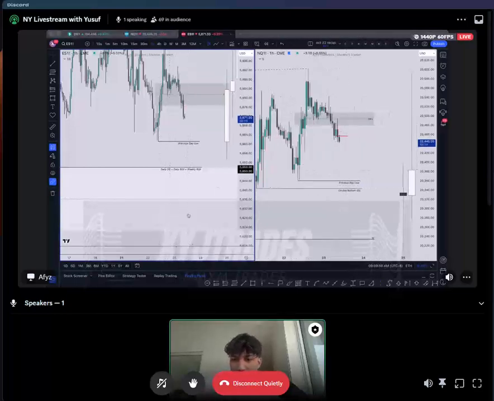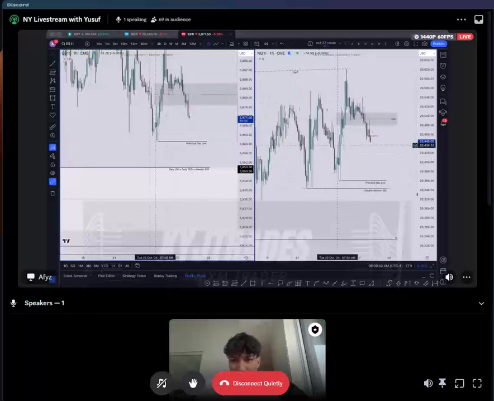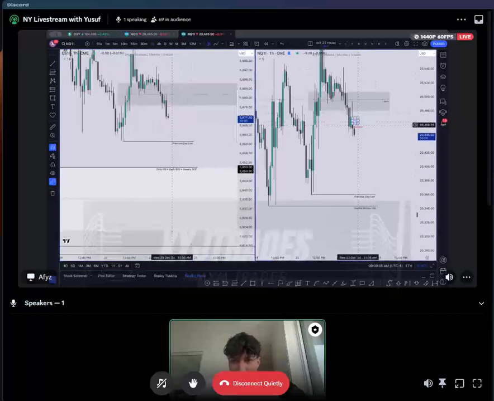The up close candle NQ has been invalidated. Is that correct? What do you mean invalidated? This is this one. This is a bearish order block.